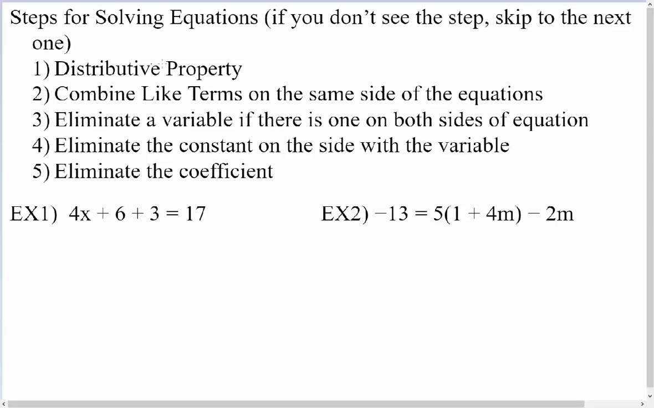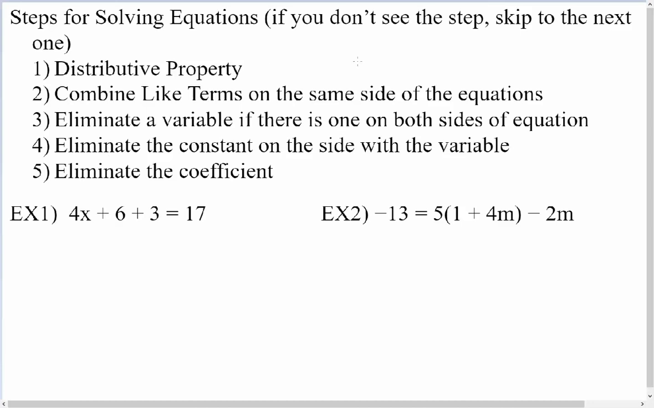So, of course, at the top here, we've got the 5 steps you need to follow in order to complete this process. And let's start. So, number 1, distributive property. Since I don't see any parentheses in example 1, we don't have distributive property, so we skip the step and go to the next one.